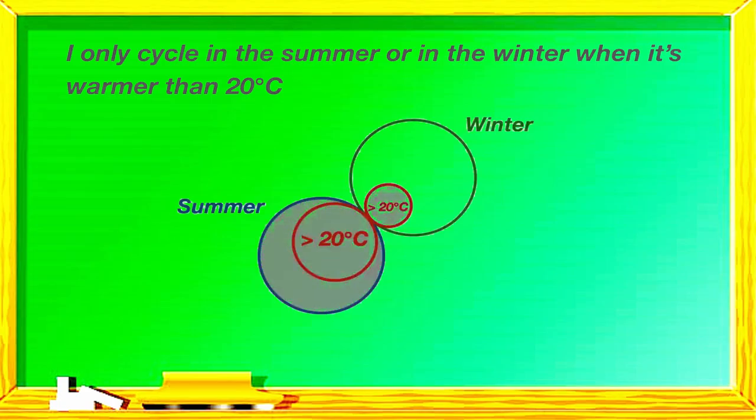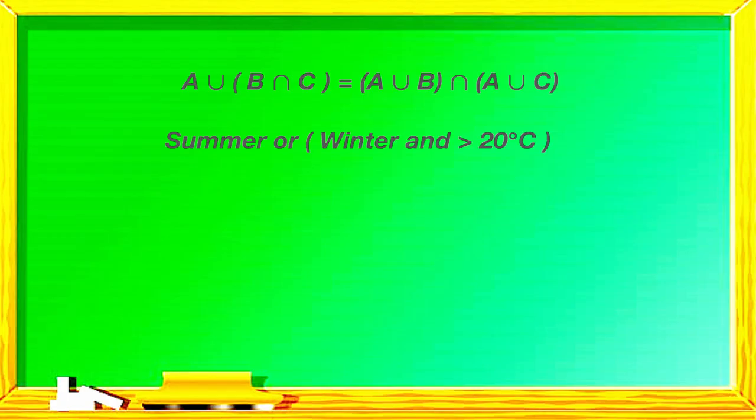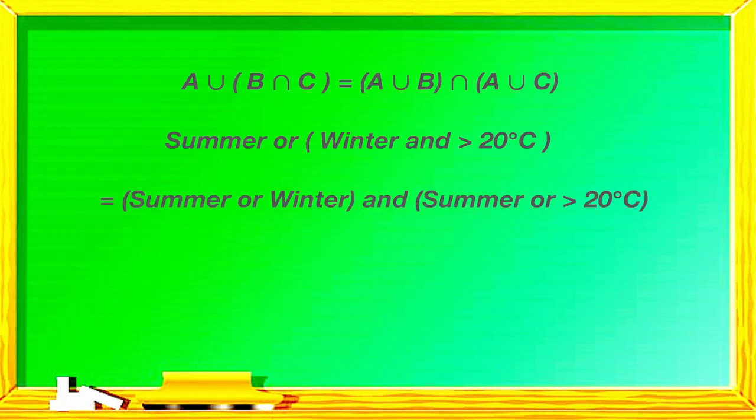And we could write this as the union of summer and the intersection of winter with days warmer than 20 degrees. We can use a distributive property we've just seen to work with the logic of a given statement. So if we have the set of days in the summer or winter and more than 20 degrees, the identity says that this must be the same as summer or winter and summer or more than 20 degrees, which at first sight doesn't seem to make much sense.